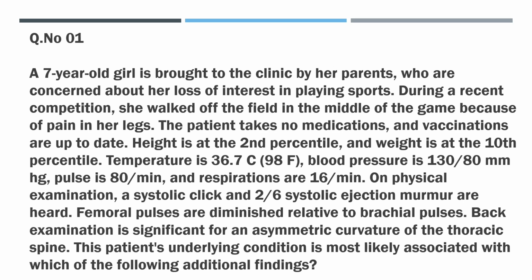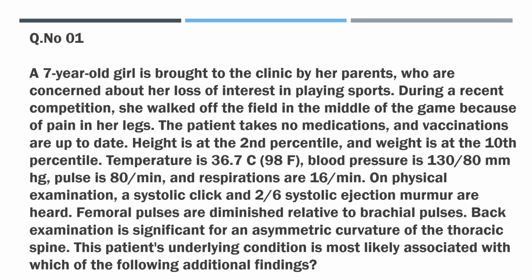On examination, her height is about the 2nd percentile and weight is at the 10th percentile, indicating poor growth. You also noticed a systolic click and a 2/6 systolic ejection murmur, and more importantly, her femoral pulses are diminished compared to her brachial pulses. There is also an asymmetric curve of the thoracic spine suggesting scoliosis.